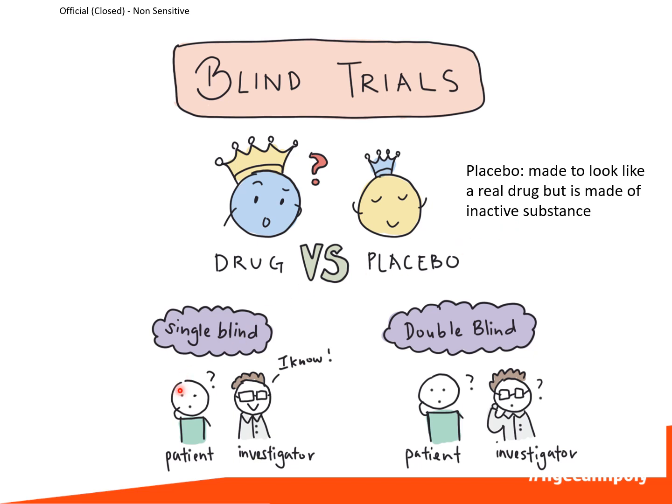In a trial, there are patients and there are investigators who will examine them. So who knows whether the patient is taking a drug or a placebo? If only the patient is unaware, but the investigator who examines them is aware of what the patient is taking, then it is called a single blind design, because only the patient, a single person, is blinded to the treatment. But ideally, the trial should be double blind, where both the patient and the investigator do not know what the patient is assigned to take. This ensures that the investigator is not biased when collecting the data.